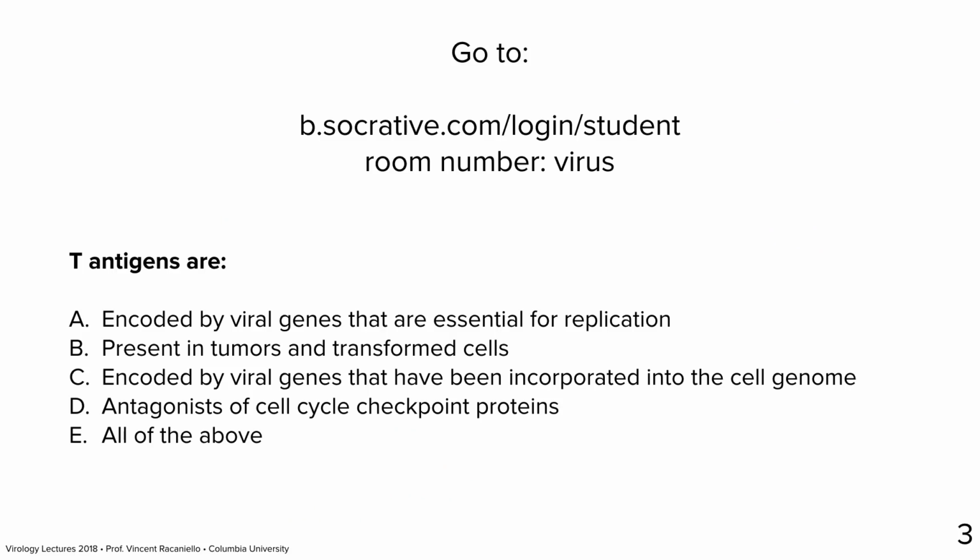Our last question is, what are T antigens? They're encoded by viral genes that are essential for replication. They're present in tumors and transformed cells. They're encoded by viral genes that have been incorporated into the cell genome. They're antagonists of cell cycle checkpoint proteins, or all of the above. All right, all of the above, that's right. These are all features of T antigens.